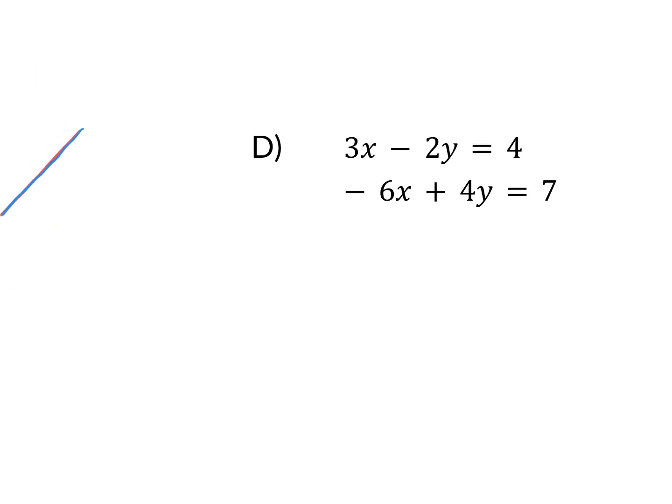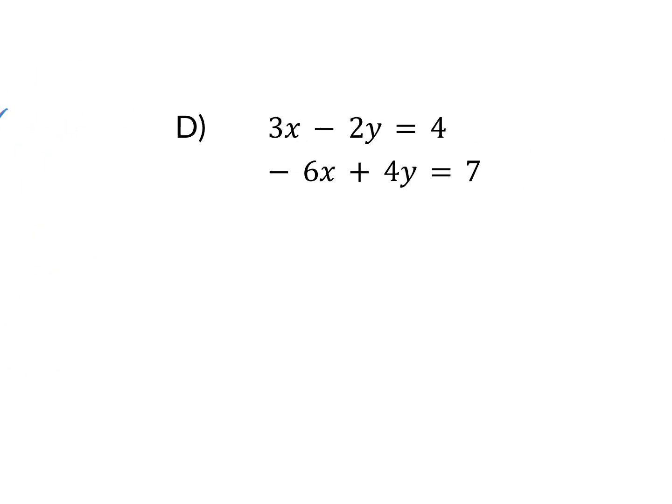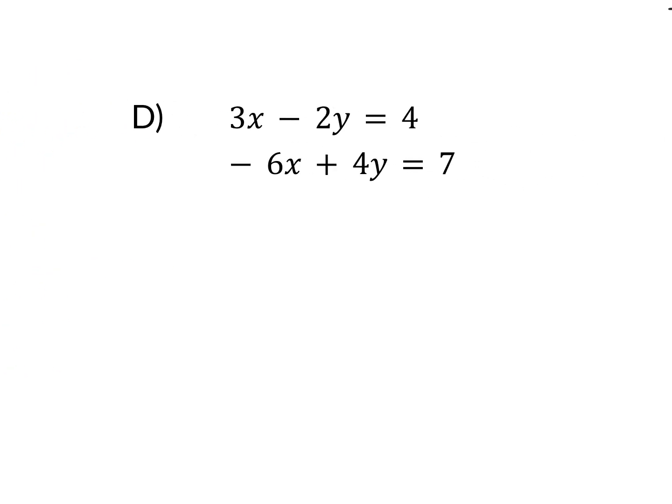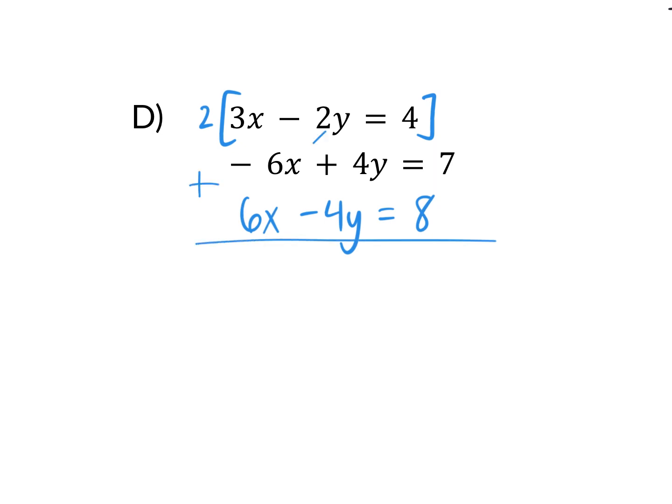However, letter D, if I were to solve this one, what could I multiply the equations by in order to get rid of some variables? Top one by 2. This gives me a positive 6x minus 4y equals 8, which means if I add these together, I have x's that go away, y's that go away, but then I have 0 equals 15. Not in this world, it doesn't. So that is not true, which means what? No solution.